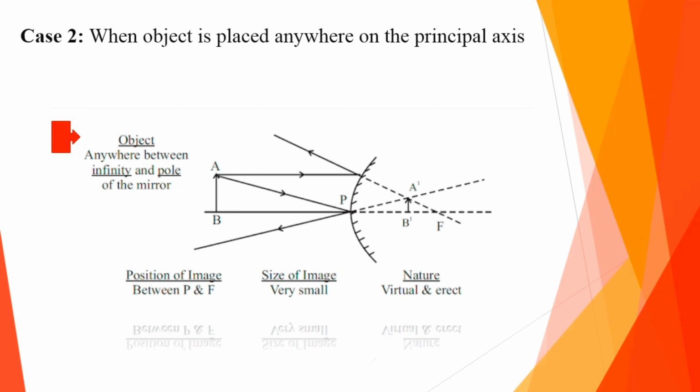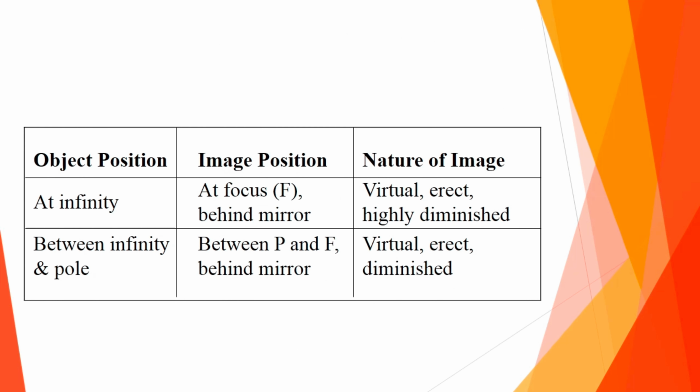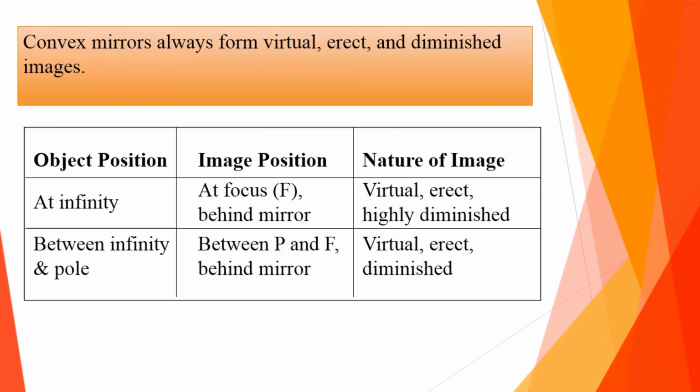So the image will be formed behind the mirror, that is between principal focus and pole. The rays of light appear to form the image behind the mirror, between P and F. The size of the image is very small, and the nature is virtual and erect. Altogether we can say, whatever the object position, the convex mirror always forms virtual, erect and diminished images.